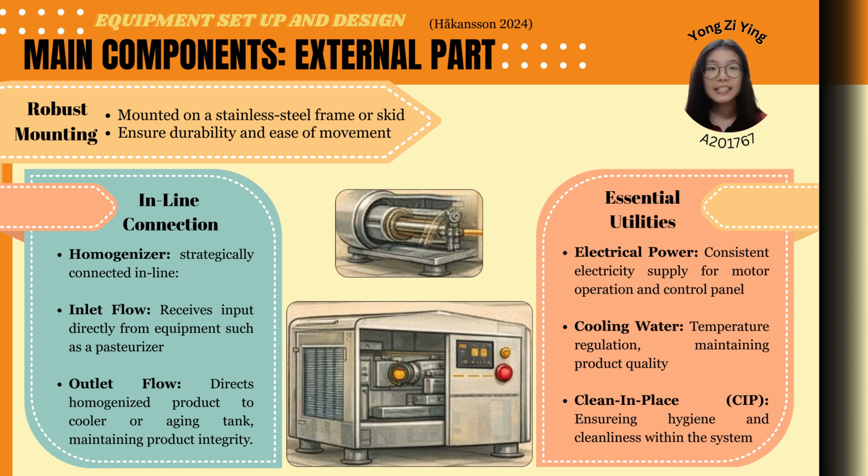Finally, we have the essential utilities. A stable electrical power supply is required to operate the motor and control panel. Cooling water is also used to regulate temperature during homogenization, preventing heat damage and preserving product quality. In addition, the clean-in-place system, or CIP, allows internal cleaning without dismantling, ensuring hygiene and operational efficiency.